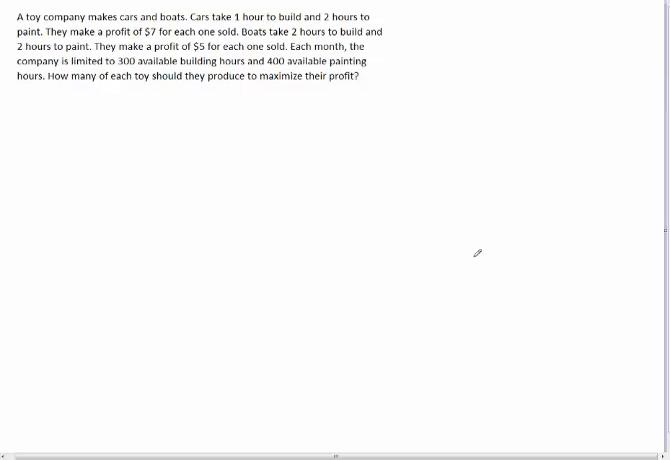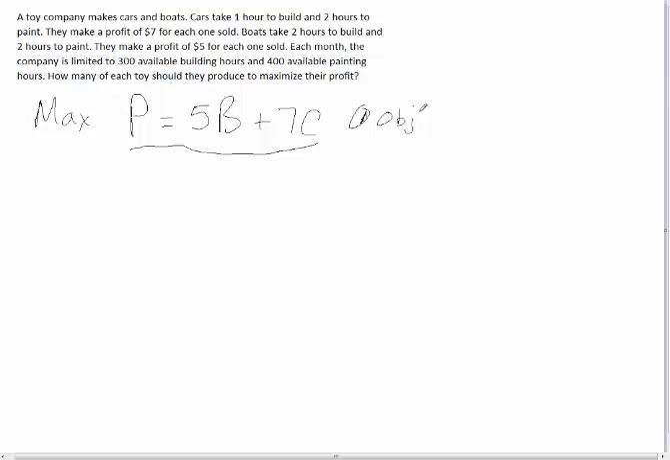So what we're trying to do here is we want to maximize profit. And profit, we can come up with an equation for that. It would be $5 for each boat plus $7 for each car. So this is our objective function, this is what we're trying to do. We want to maximize our profit.